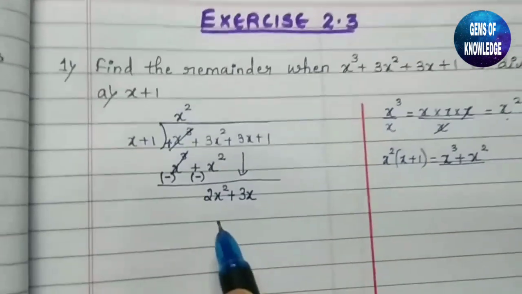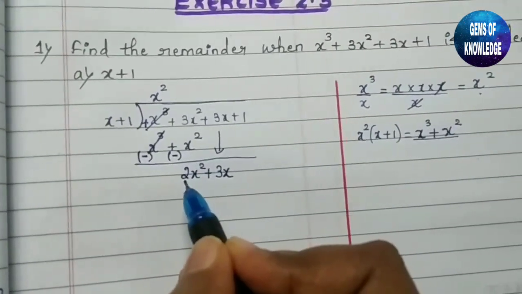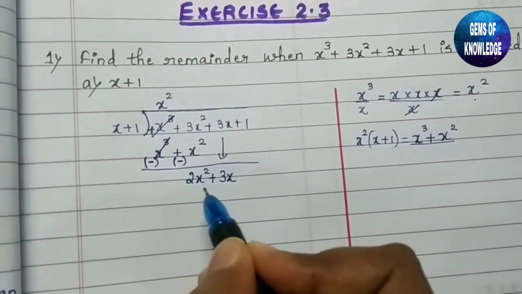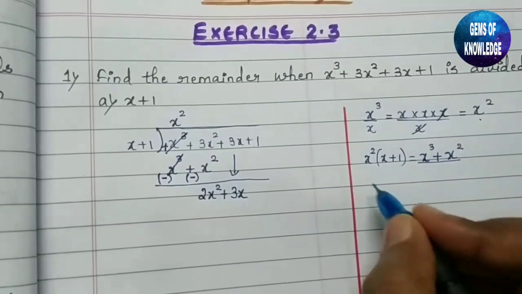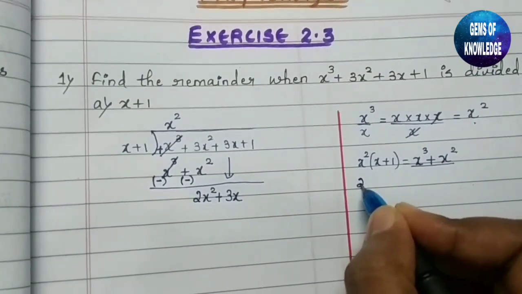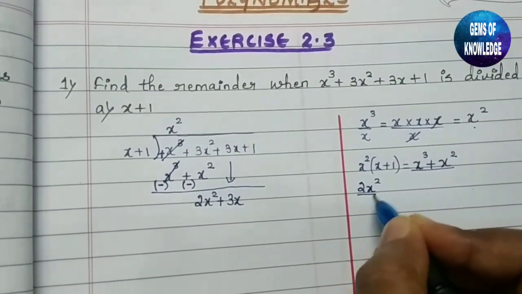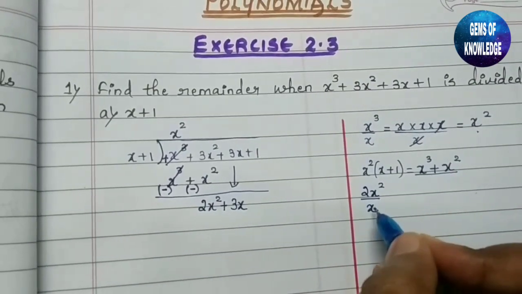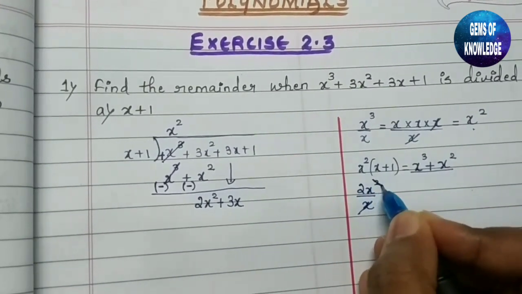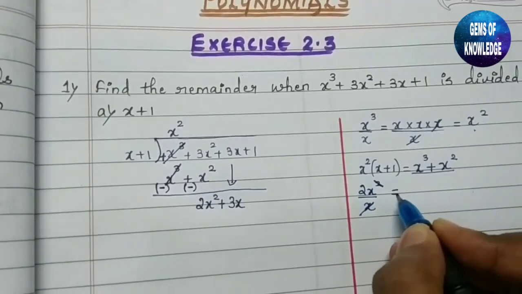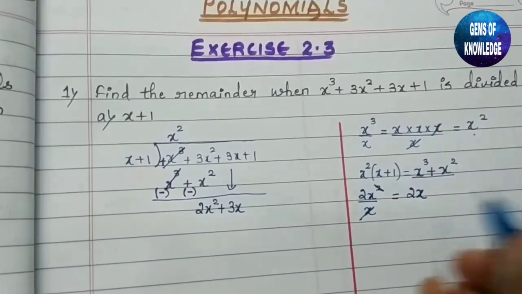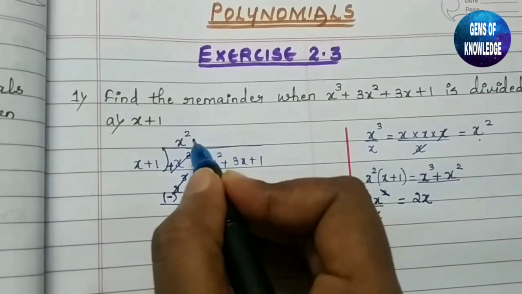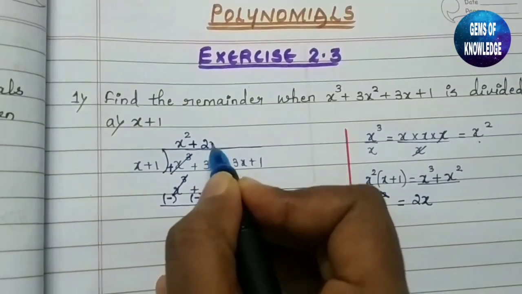Now we need to move on to the second step. Here also we need to use this 2x square and it must be divided by this x variable. So 2x square divided by x. The x and x will be cancelled. What is remaining with us? 2 and one x will be remaining, 2x. So plus 2x, we need to write this here.